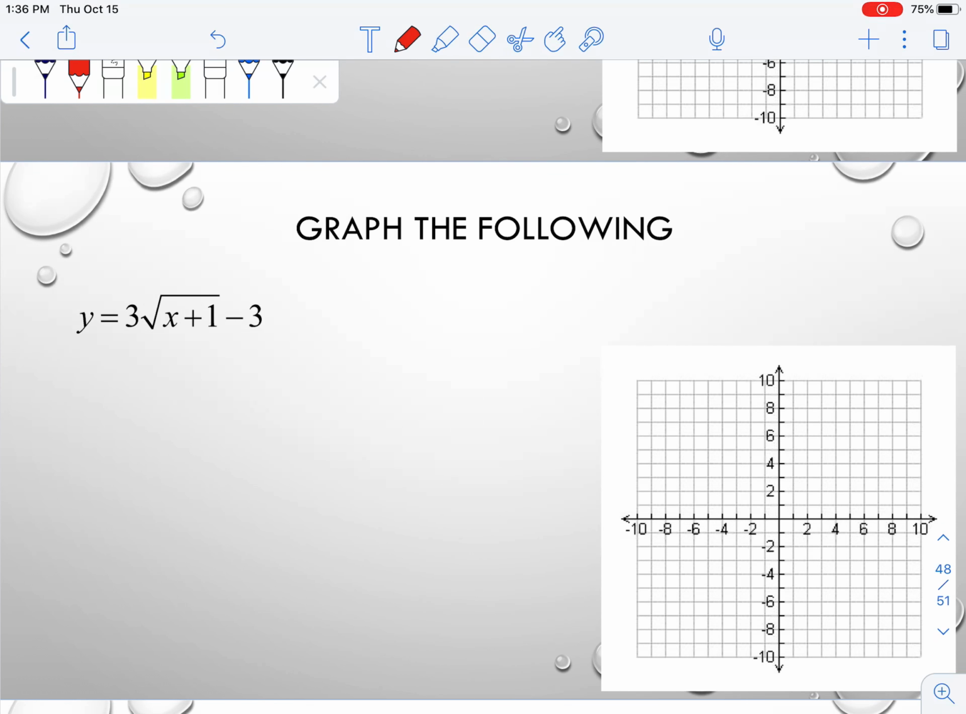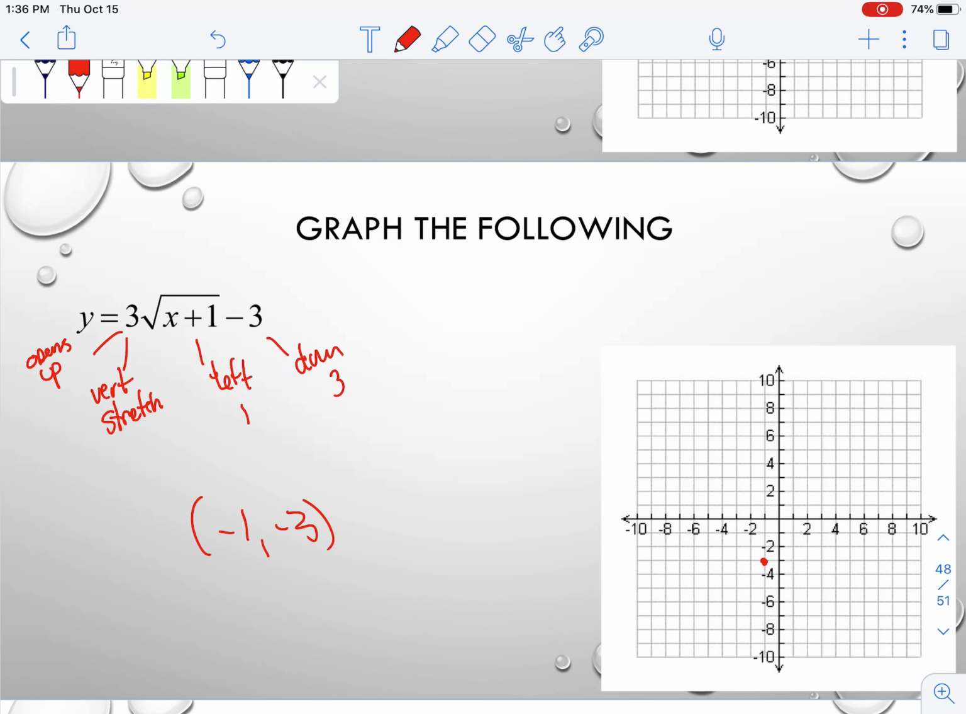So y equals 3 times the square root of x plus 1, minus 3. This one is positive, so it will open up. The 3 means it's going to be vertically stretched. Left 1 and down 3. So your starting point is left 1, down 3, so that's where we will begin.